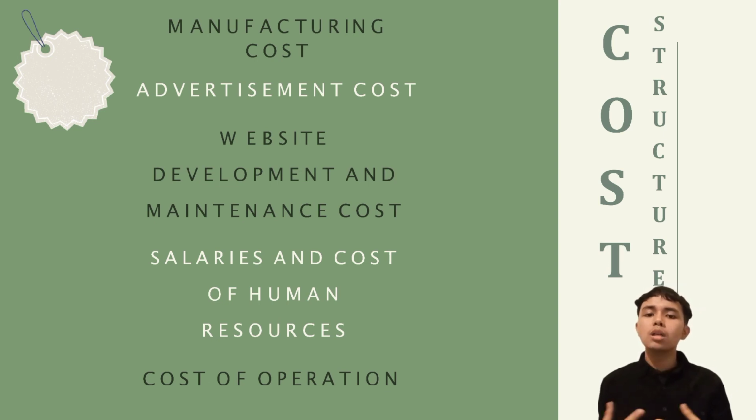Advertisement cost is one kind of selling cost designed to increase the demand for the firm's products by reaching a larger audience and potential customers of a product. Next is website development and maintenance cost. This refers to the cost of managing and maintaining the website of the company on the internet. Salaries and cost of human resources basically refers to the cost of running a company. And lastly, cost of operation. Operating costs are associated with the maintenance and administration of a business on a day-to-day basis.